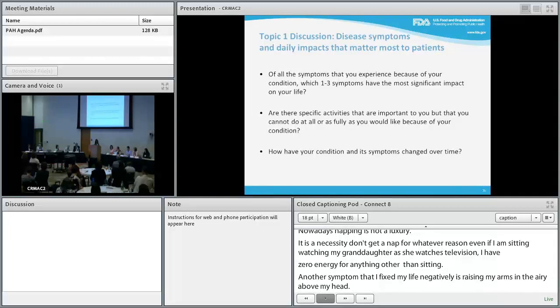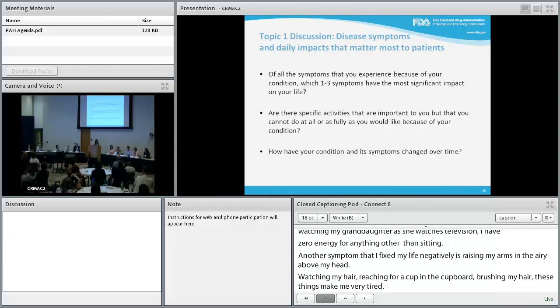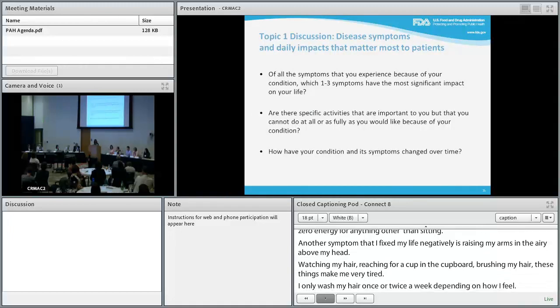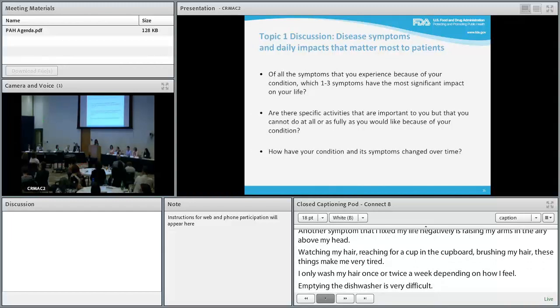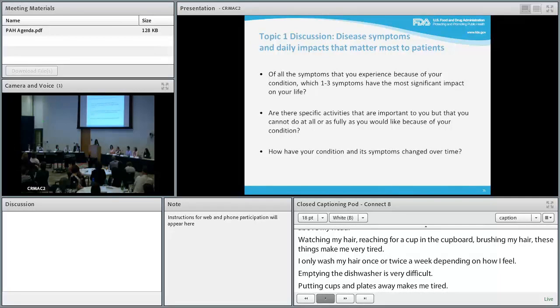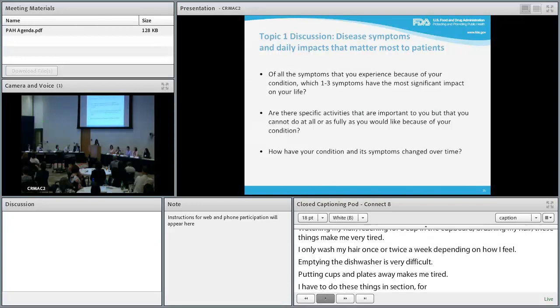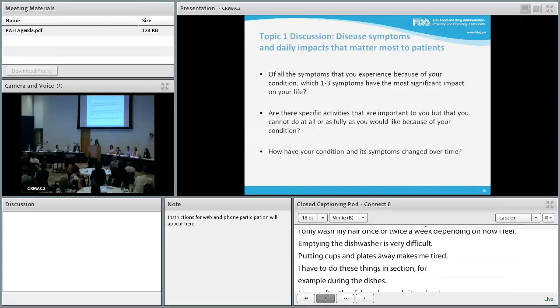I only wash my hair once or twice a week depending on how I feel. Emptying out the dishwasher is very difficult. Putting cups and plates away makes me tired. I have to do these things in sections. For example, doing the dishes. I empty the dishwasher and sit and rest. Rinse the dishes, sit and rest. Load the dishwasher, sit and rest.